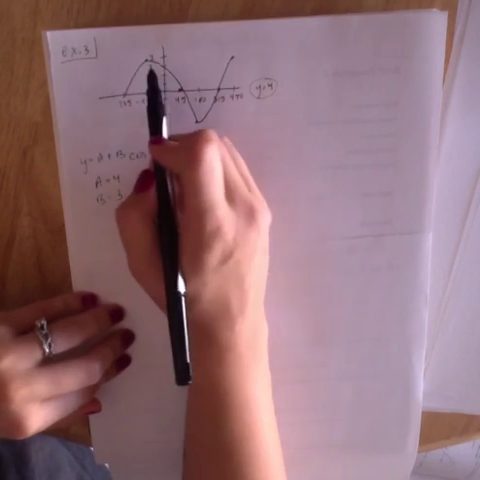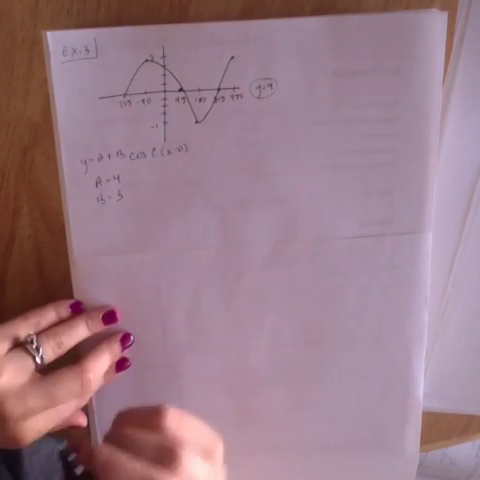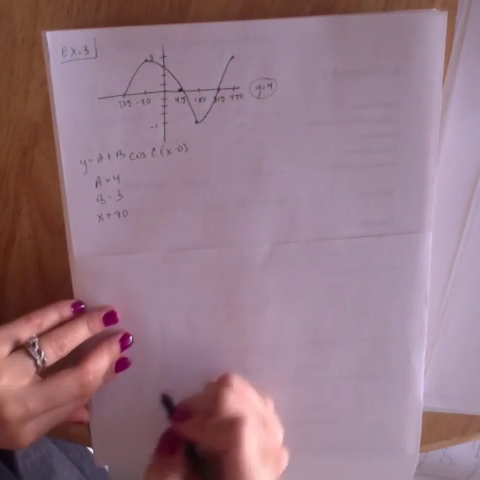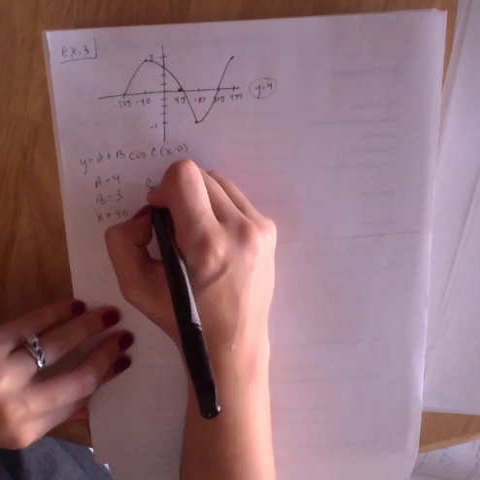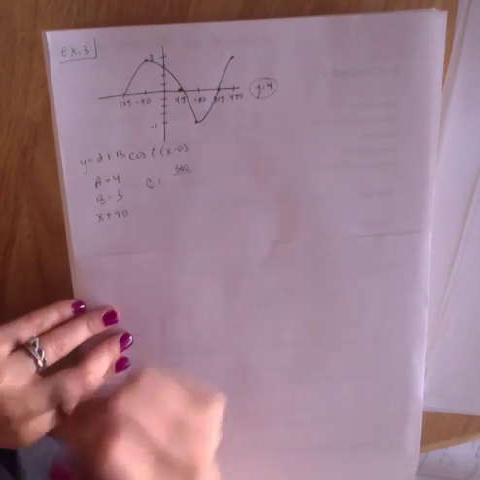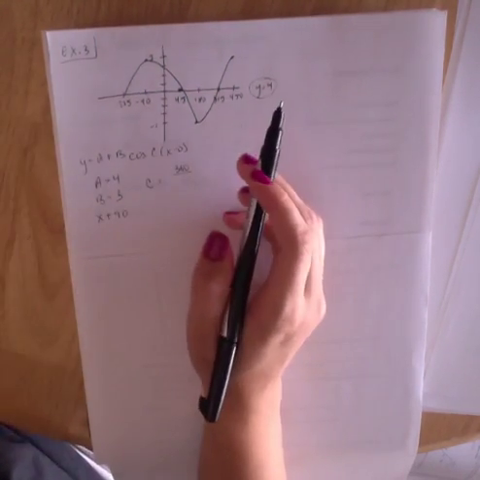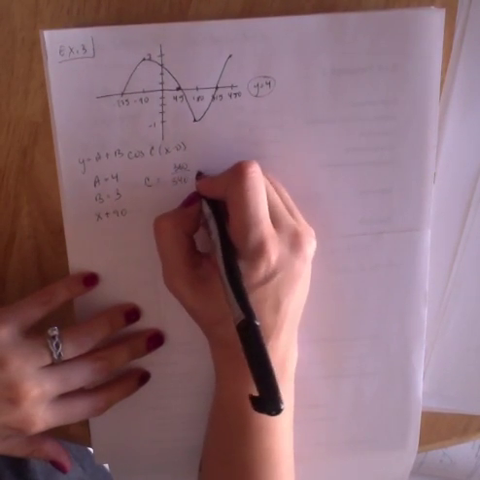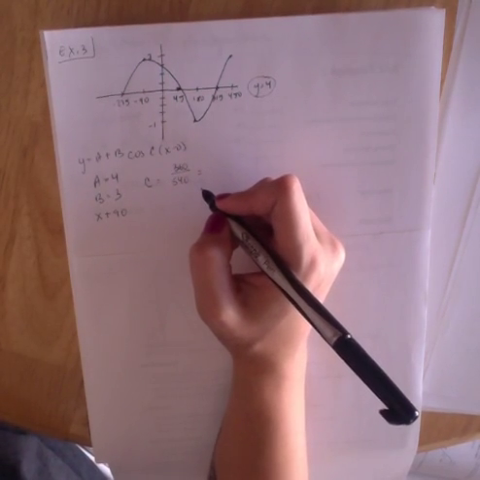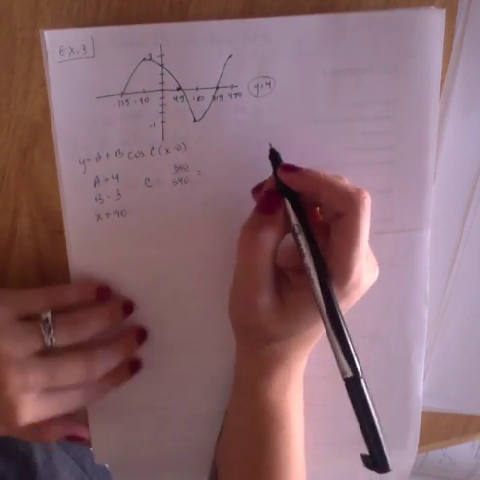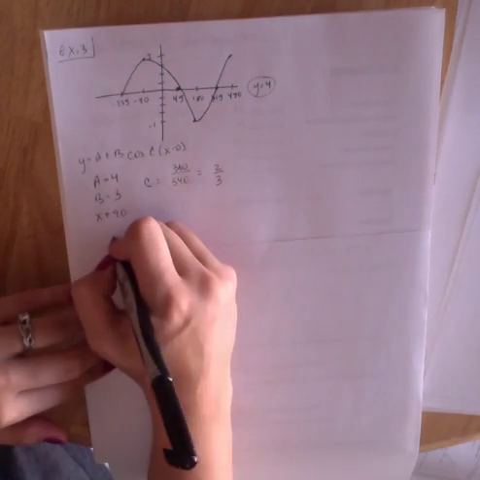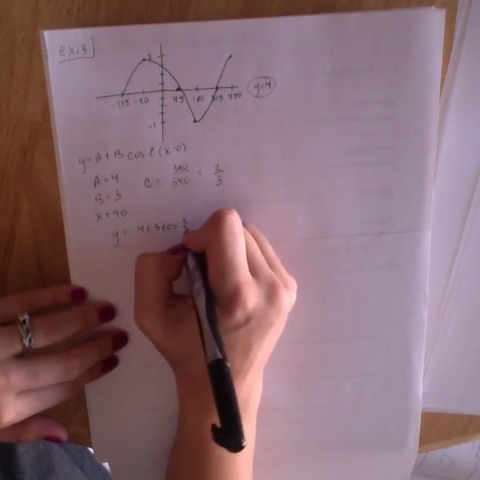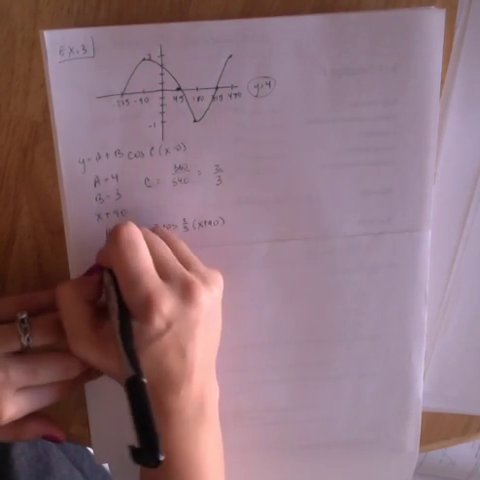I see that normally cosine should go through the y-axis, but I've moved to the left 90, so I will have x plus 90. Now I need to find c. C is going to be 360 over my period. I've gone from negative 90 to 450, which is 540. So I do 360 divided by 540, which gives me c is 2/3. So I'll have y equals 4 plus 3 cosine of 2/3 times x plus 90.